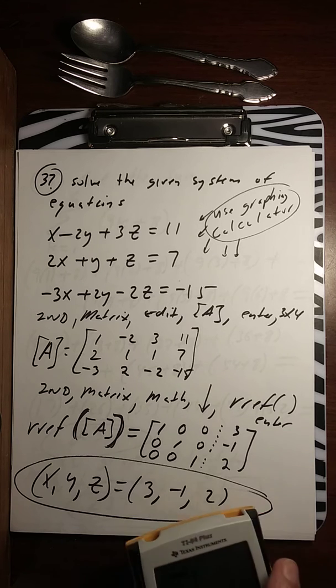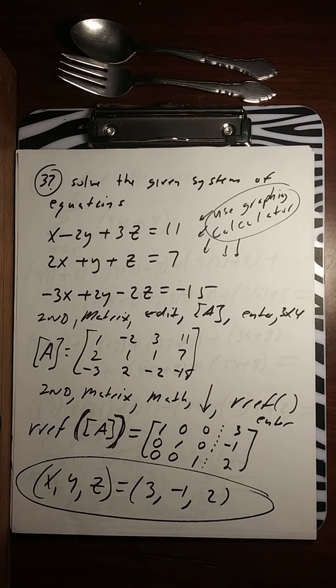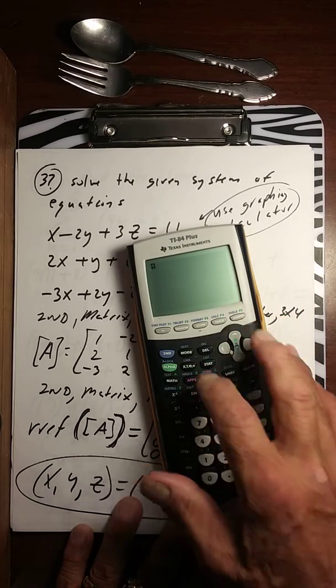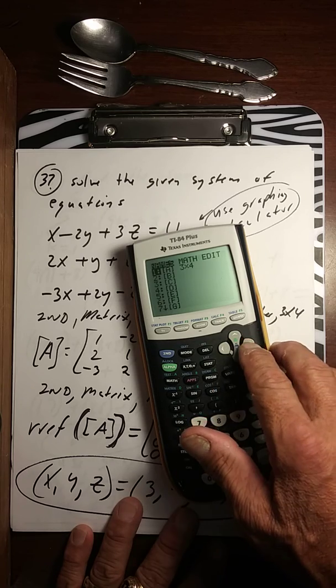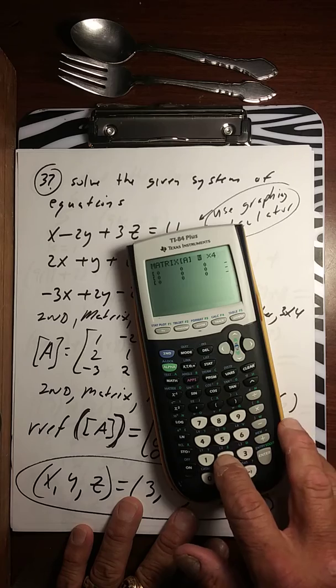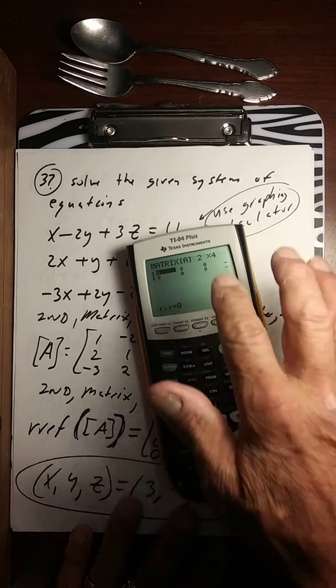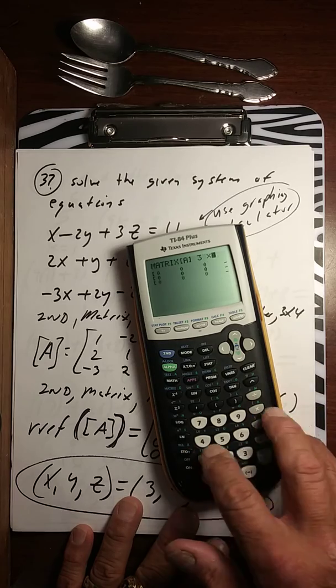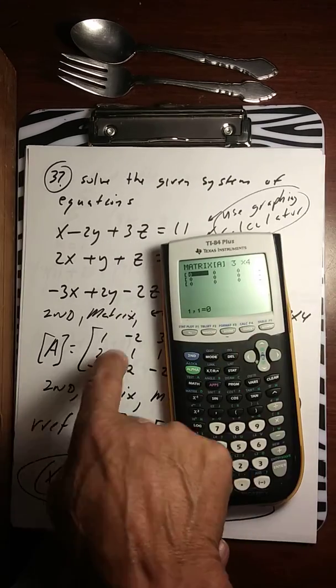Okay. Can we do it in the calculator? Sure, why not? Let's just try it to see what happens. Okay. Second matrix. Edit. A. 3 by 4. So there it is. Oh, we don't want that. I want 3 by 4. 3 by 4. There it is. Now it looks like that.